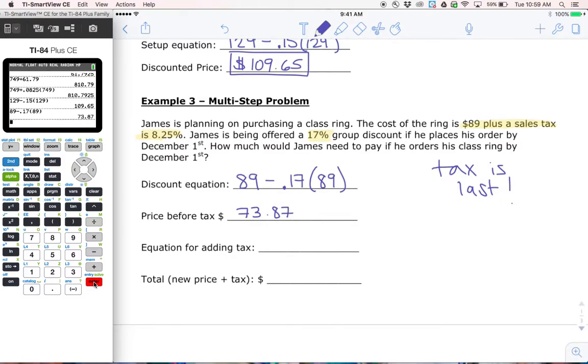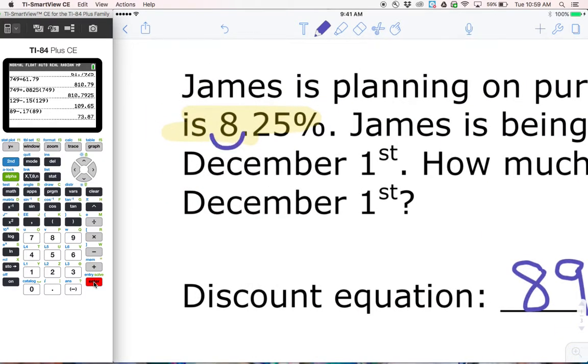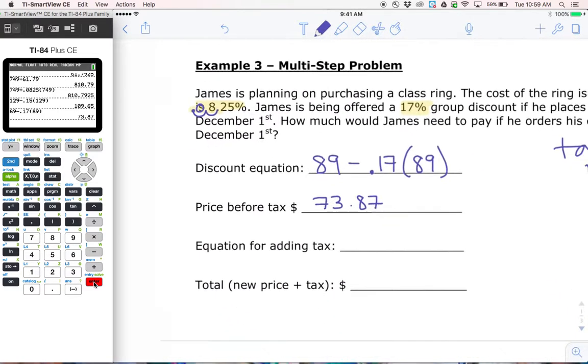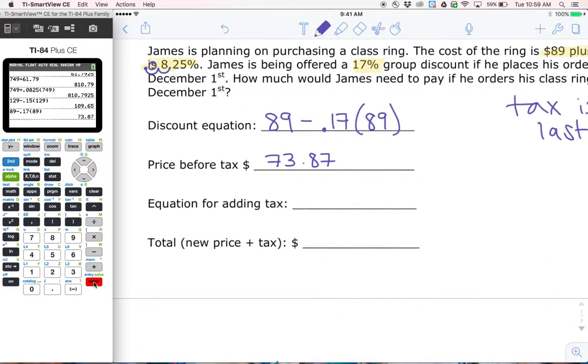So let's look at our tax, which is 8.25%. So we're going to have 0.0825, and we're going to add tax. Do not use 89 here. You're taxing the price you're supposed to pay, which is the $73.87. And it's the price plus tax. Don't forget a plus sign here. And the tax is going to be 0.0825 of the price. So again, we've got matching prices here with that percent.